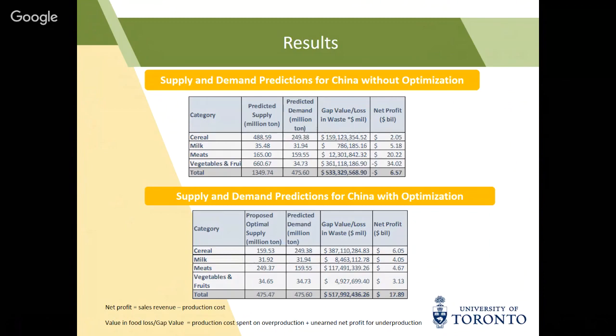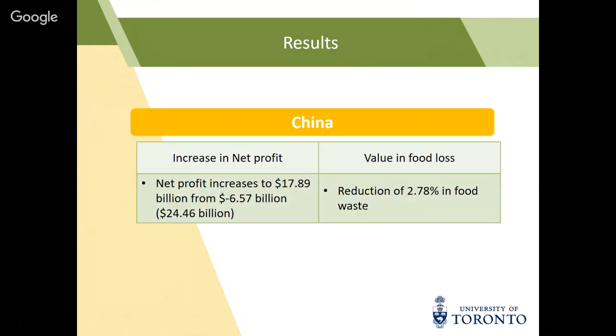In the first case, where supply is greater than the demand, the value of food loss is the difference between supply and demand multiplied by the production cost. If the demand is greater than the supply, then the value of food loss is the lost potential profit, which is the difference multiplied by the unit profit.